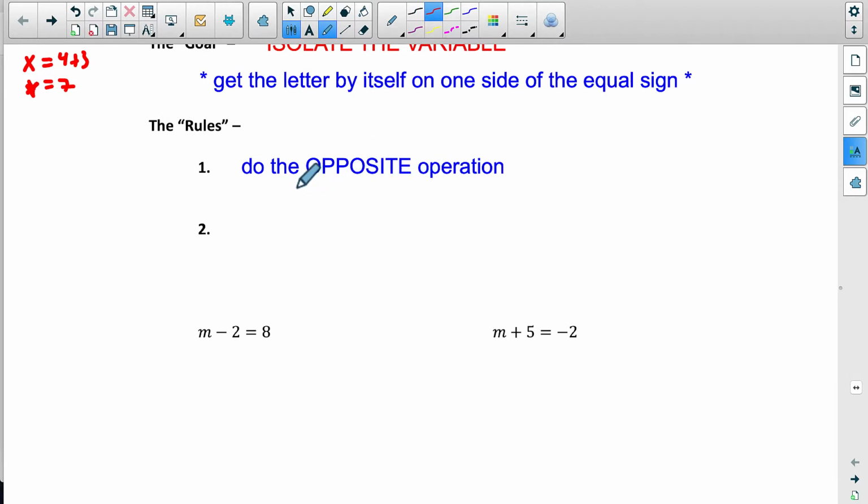So what do you think the opposite of adding is? The opposite of adding is subtracting. Add and subtract are opposite. Multiply and divide are opposite. So we'll see what I'm talking about in a second.